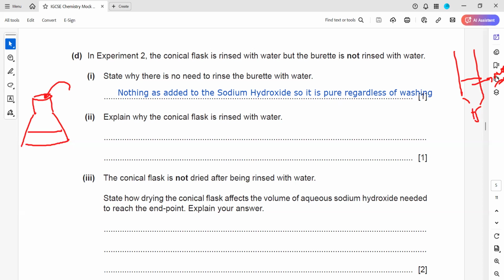If, let's say for the second experiment, we want to add hydrochloric acid in the burette, so first we will wash with the distilled water and then we'll wash with the hydrochloric acid, the substance which we want to fill up. So the simple answer here is that the same substance is present in the burette. That's why we don't have to rinse with the distilled water.